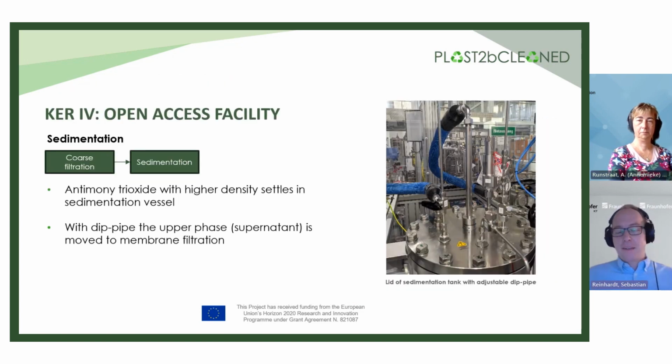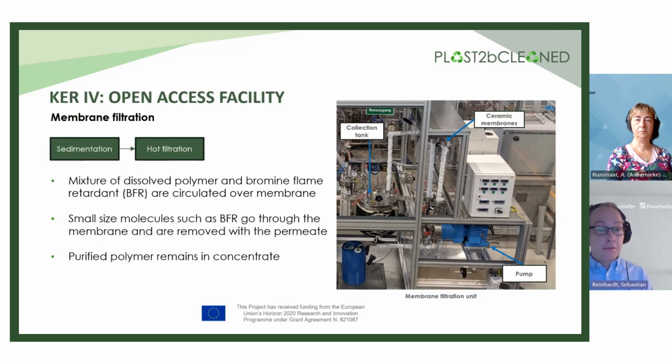Thank you, Annemieke. The next step is to remove the antimony trioxide, which has a density of around 5 grams per cubic centimeter. This means it has a higher density and settles down to the lower end of the next tank. And with a dip pipe, we can remove the upper phase that we call supernatant, which has a lower amount of antimony trioxide, but still the dissolved polymer and the dissolved bromine flame retardants. And this is moved to the next tank, which is the membrane filtration tank.